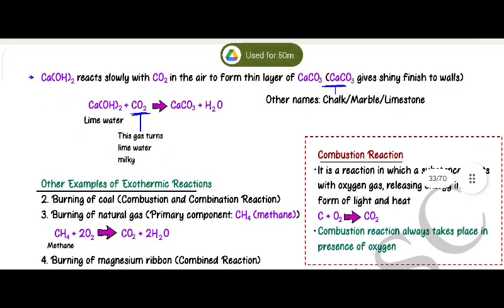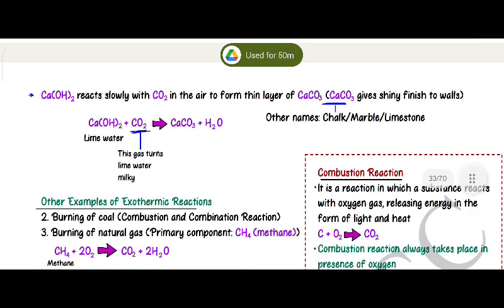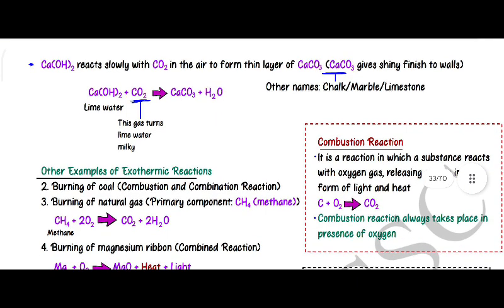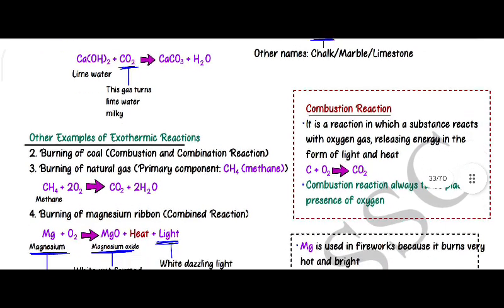Calcium oxide reacts slowly with carbon dioxide in the air to form a thin layer of calcium carbonate. Calcium carbonate gives a shiny finish to walls. Other names: chalk, marble, limestone. Calcium hydroxide, lime water, plus carbon dioxide. This gas turns lime water milky, gives calcium carbonate plus water, H2O.